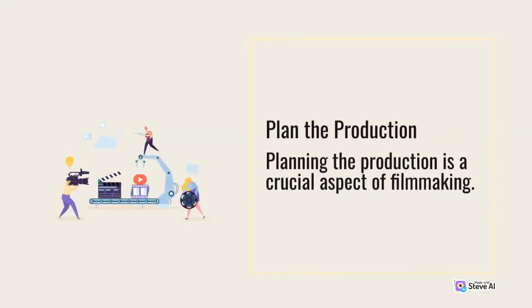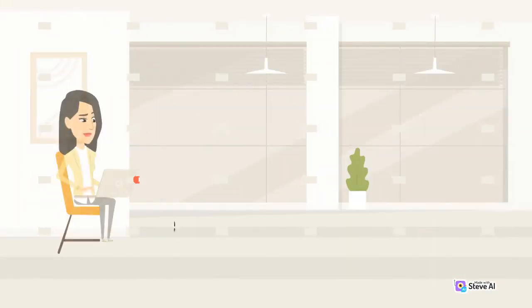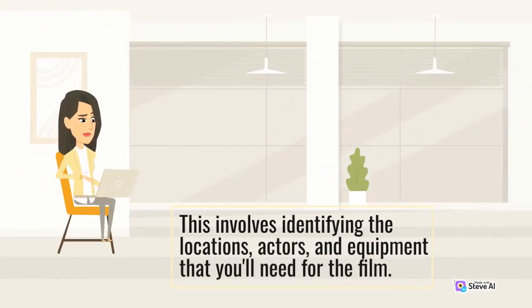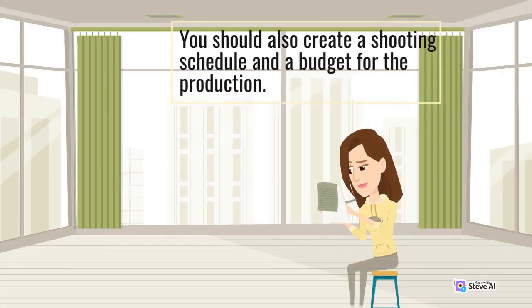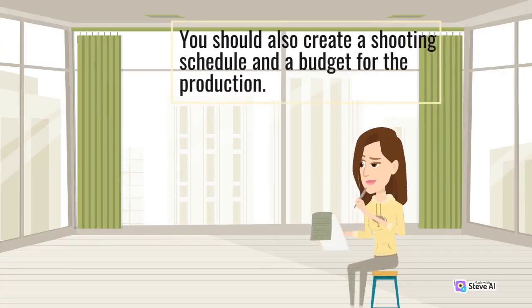Plan the production. Planning the production is a crucial aspect of filmmaking. This involves identifying the locations, actors, and equipment that you'll need for the film. You should also create a shooting schedule and a budget for the production.